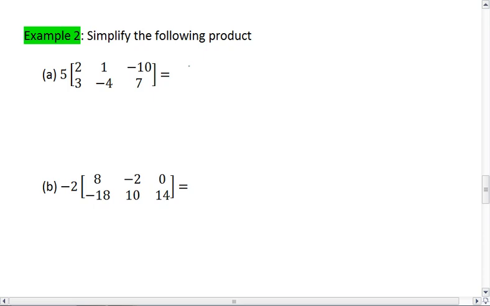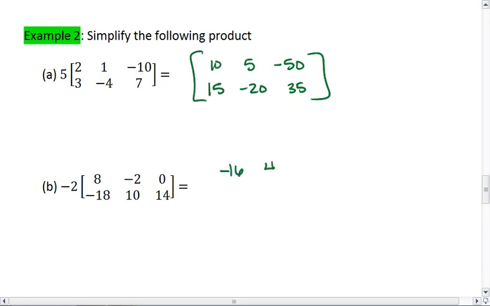For this first one, I'm multiplying through by 5. I get 10, 5, -50, 15, -20, and 35. For the second one, I multiply through by -2, which gives me -16, 4, 0. And on the bottom row, I get +36, -20, -28. Those are my solutions.